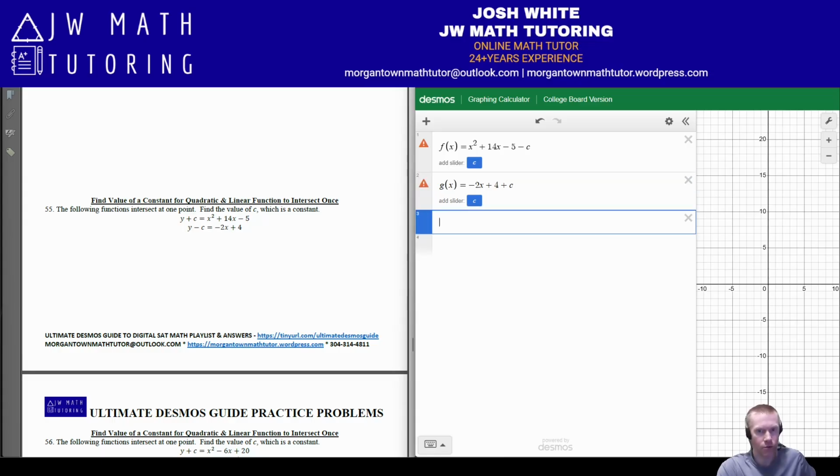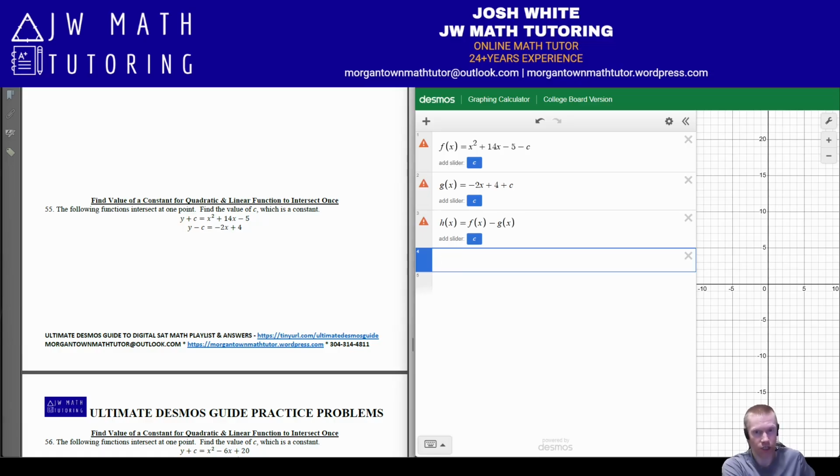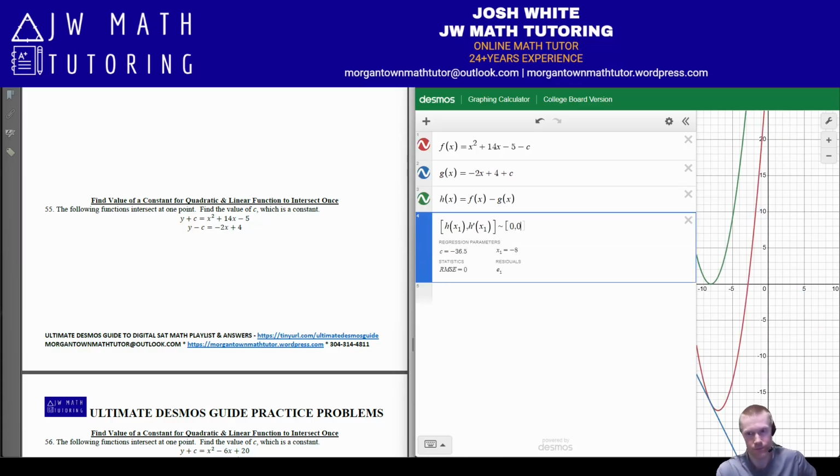But the tip is that you can save some time. You can technically subtract these. You could just have one function up here and do a minus and a giant parentheses and type the second thing. Or an alternate way is to just make a new function h of x, and then you can do h of x1 comma h prime of x1 tilde 0 comma 0.